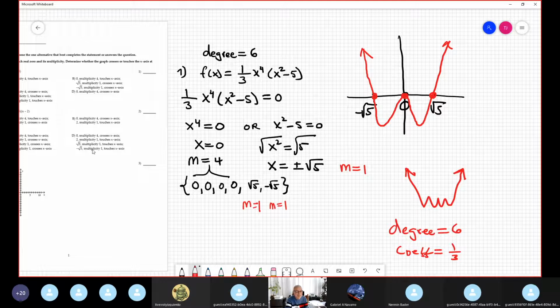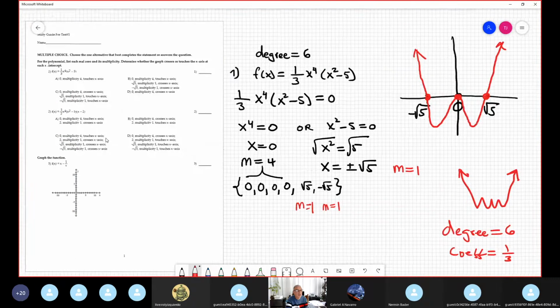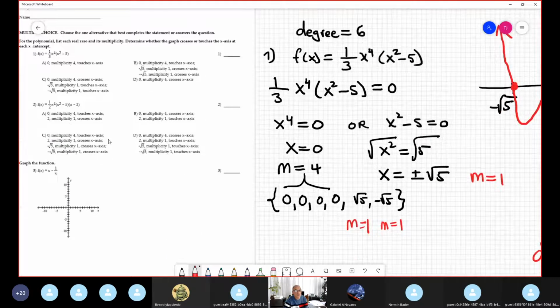So what option do I select? I select option B. Option B says 0, multiplicity 4, touches the x-axis. Radical 5, multiplicity 1, crosses the x-axis. Negative radical 5, multiplicity 1, crosses the x-axis.